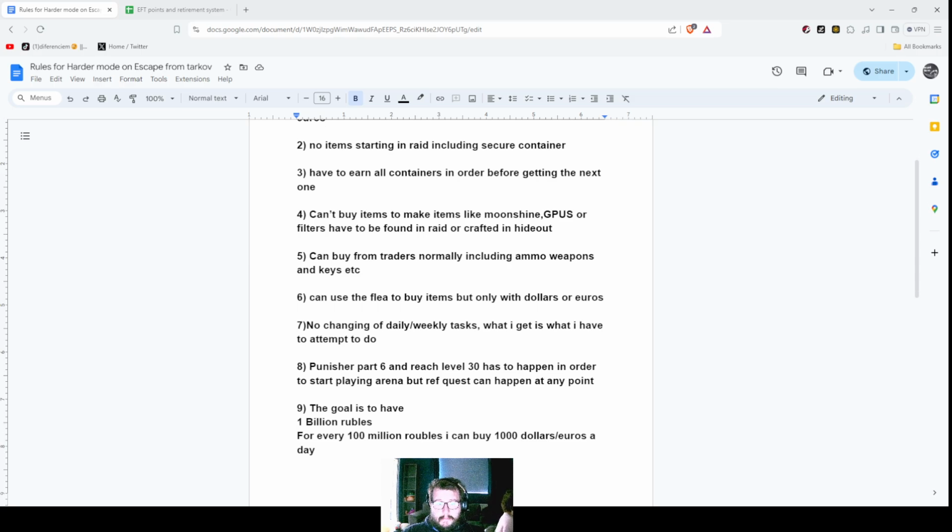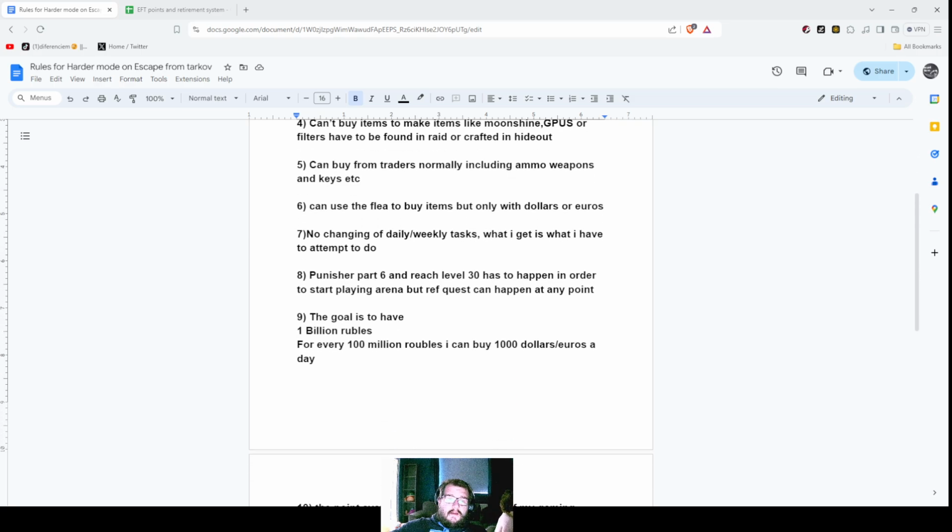Now, this new rule, I have implied, is more in step with the introduction of Arena. So, I cannot start using Arena until I have completed both the Punisher questline, part 6, and reached level 30 on my account. I can start doing Ref quests, you know, getting that ball rolling, but I can't start doing any of the Arena-based ones until after I've got the Punisher Part 6 done and level 30. I have to do both.